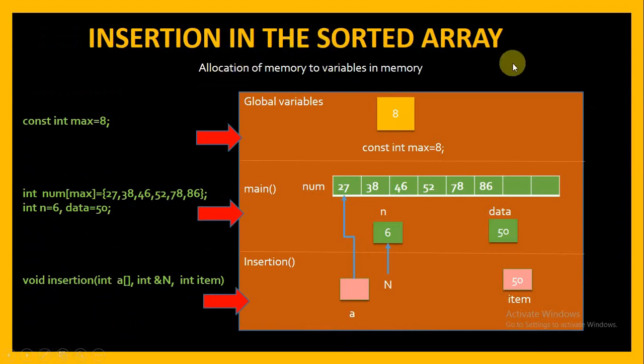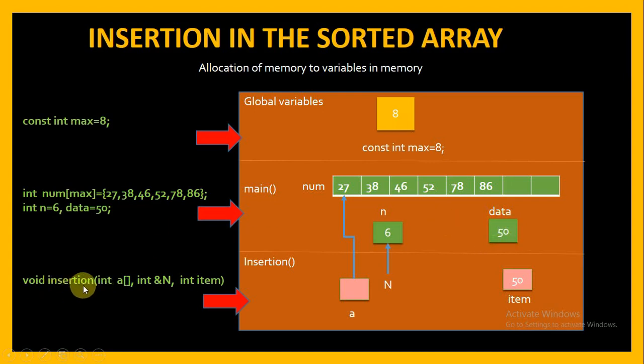So let's look at the memory diagram to make it more clear. Again it is divided in 3 parts: global variables, main, and insertion. There is one global variable, max, which is of type constant int and has value 8. Then this is the array num which already has 6 elements, and this time you can see that all the elements are in sorted order, and n is 6 here, and the data which I want to insert is 50.